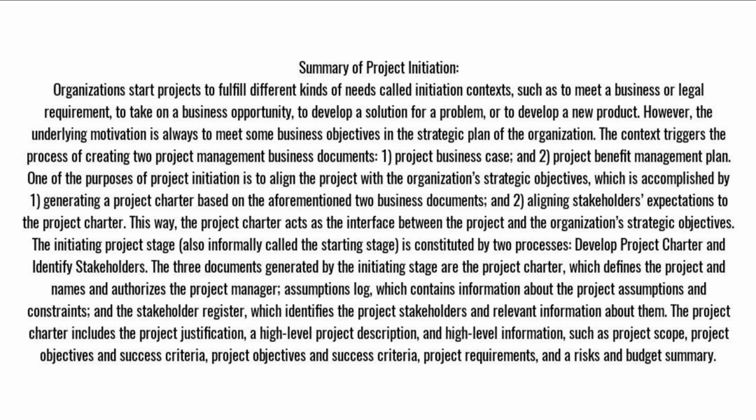The three documents generated by the initiating stage are the project charter, which defines the project and names and authorizes the project manager; the assumptions log, which contains information about the project assumptions and constraints; and the stakeholder register, which identifies the project stakeholders and relevant information about them. The project charter includes the project justification, a high-level project description, and high-level information, such as project scope, project objectives and success criteria, project requirements, and a risks and budget summary.